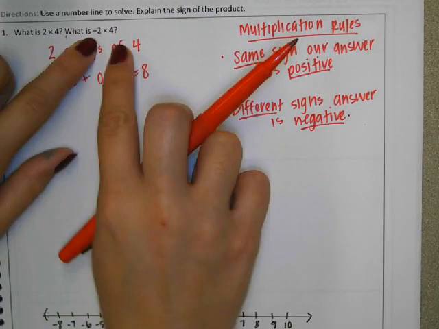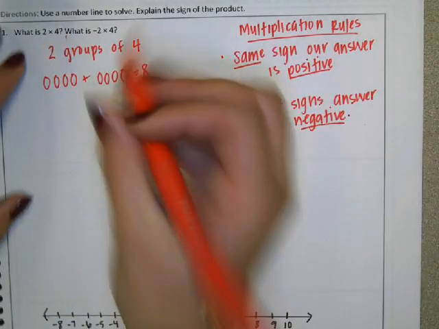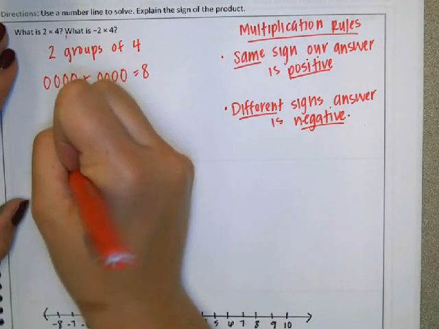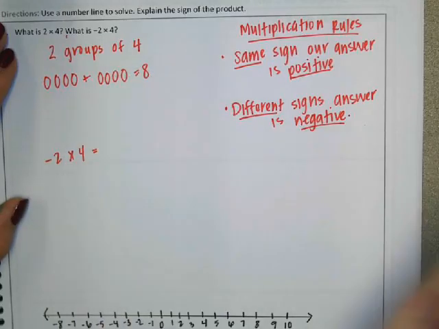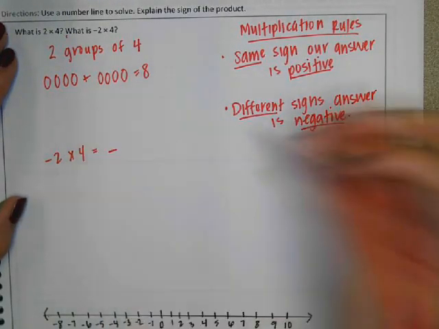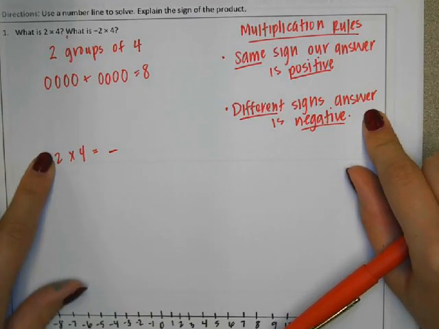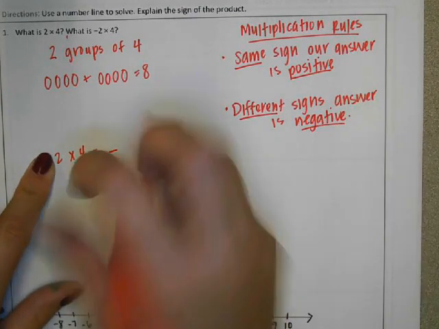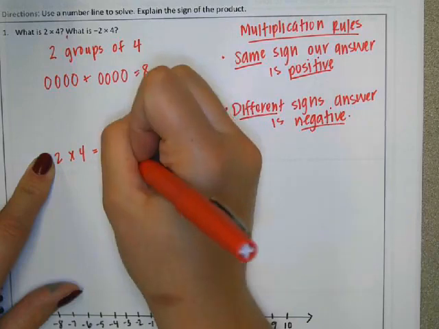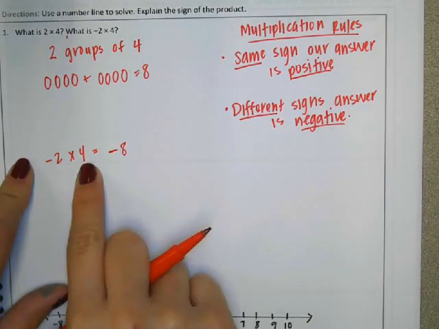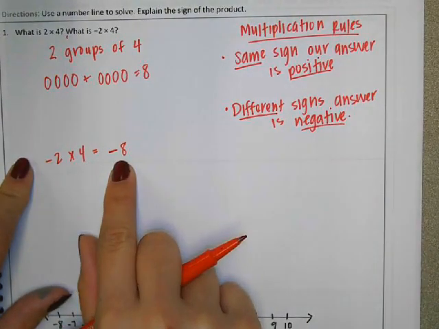So now looking at this next question, it says what is -2 times 4? I have 2 different signs. So I know my answer is going to be negative just by using these rules. So now I can ignore the sign. I have 2 times 4. We just did that up there, it is 8. So -2 times 4 equals -8.